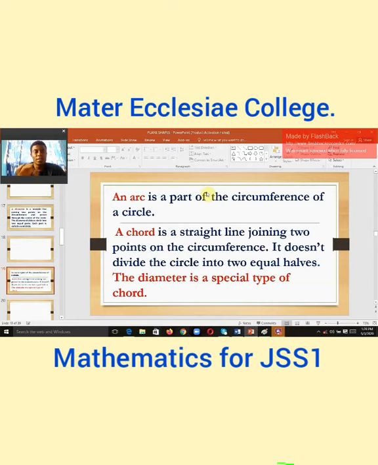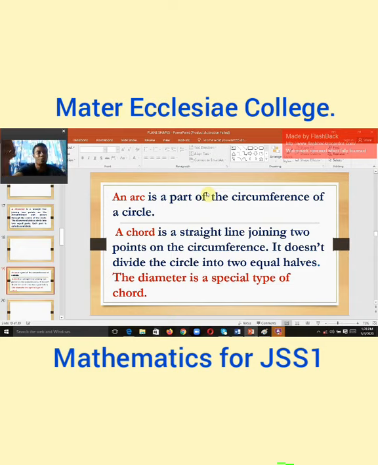So let's move to another part, the arc. An arc is a part of the circumference of a circle. Any part of the circumference of a circle is referred to as the arc of a circle. So if I draw a line from one part of the circumference to another part of that circumference, as in drawing a line on the circumference.